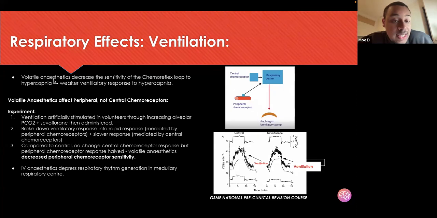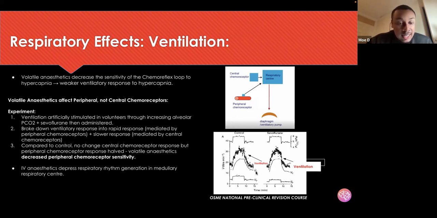And what volatile anesthetics do is that they decrease the sensitivity of the chemoreflex loop to hypercapnia, being increased PCO2. So what happens is the chemoreceptors are less able to sense that increase in PCO2, and hence you get a weaker ventilatory response to hypercapnia. And volatile anesthetics seem to affect the peripheral and not central chemoreceptors.